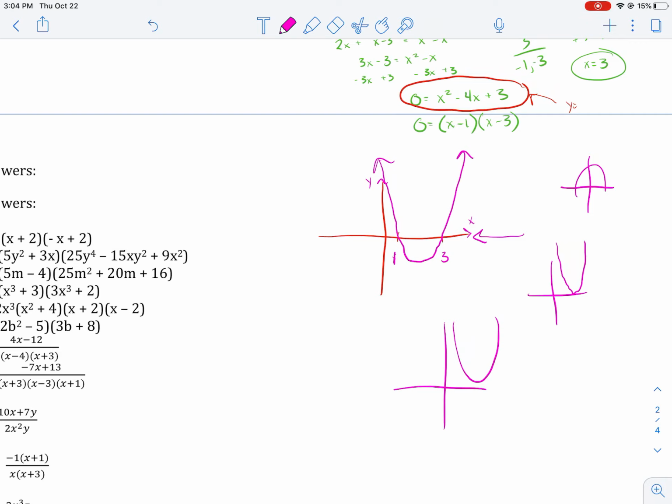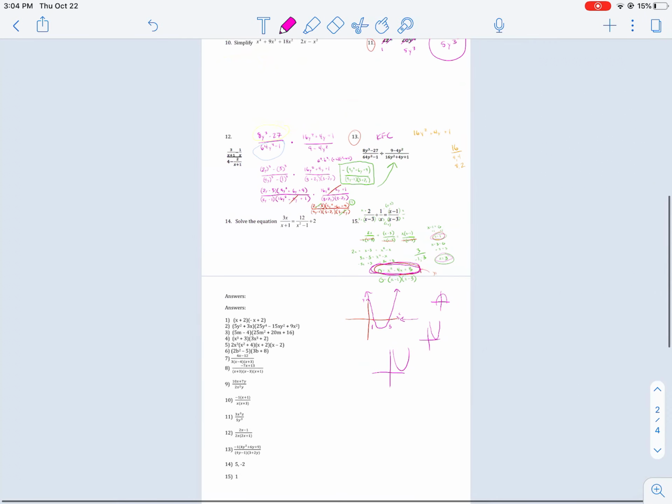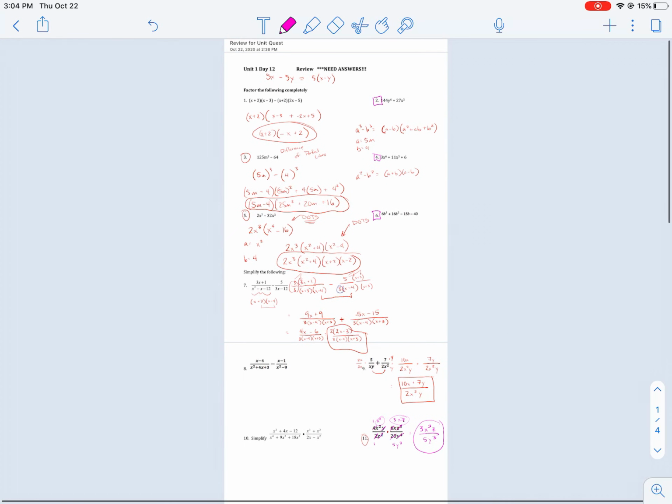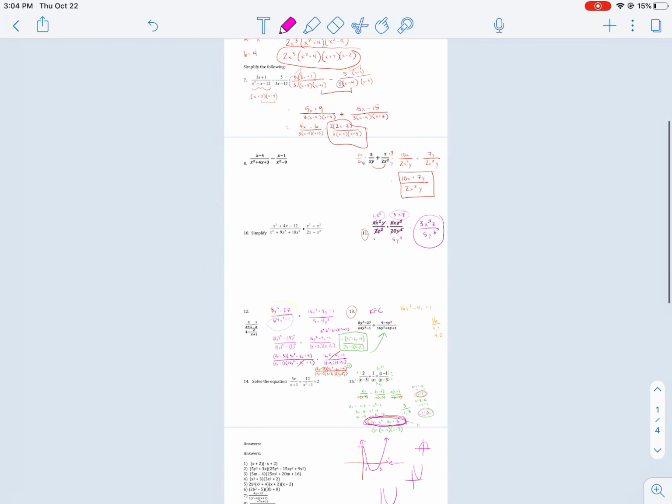Again, if you don't know what they are, take this guy and put it in your calculator. See what it looks like. Also look at your table of values and see where it crosses the x-axis. I guarantee you would see it crosses the x-axis at those 2 places. So that is the review. For homework, I want you guys to try all the even problems: 2, 4, 6, 8, 10, 12, and 14. Seven problems. Good luck.